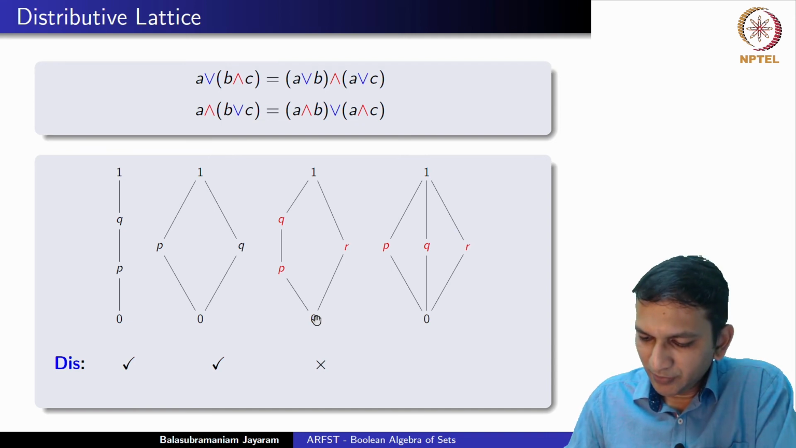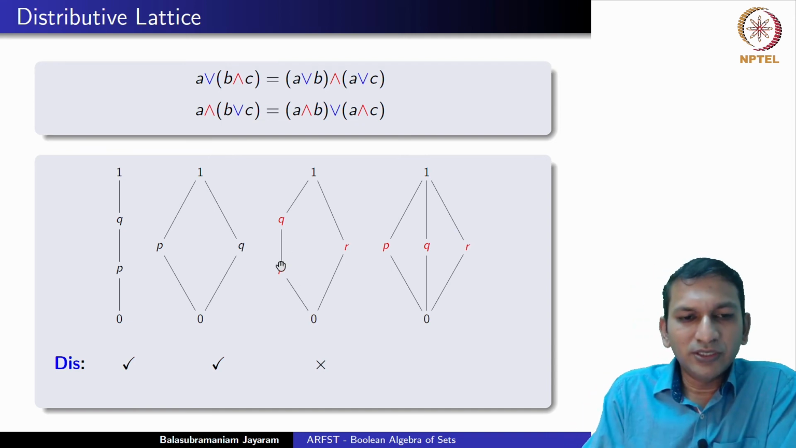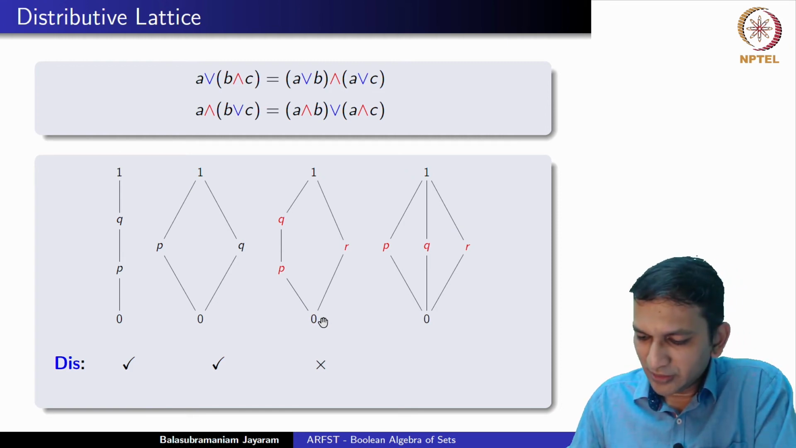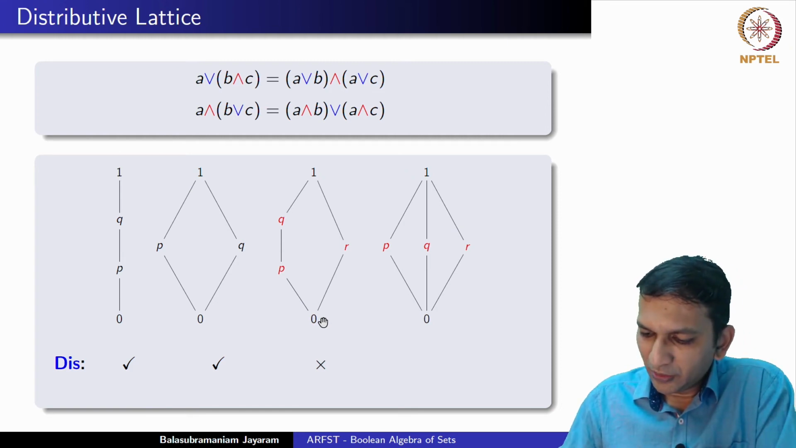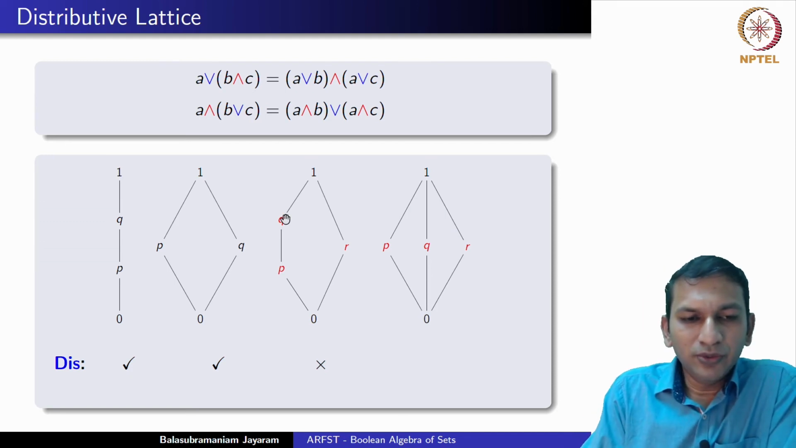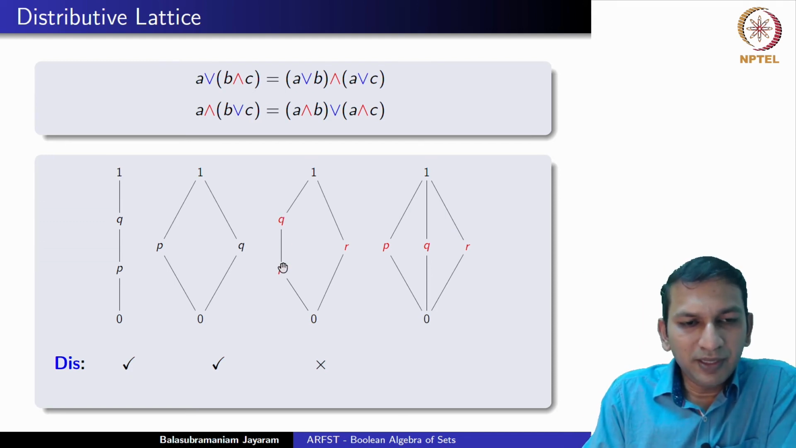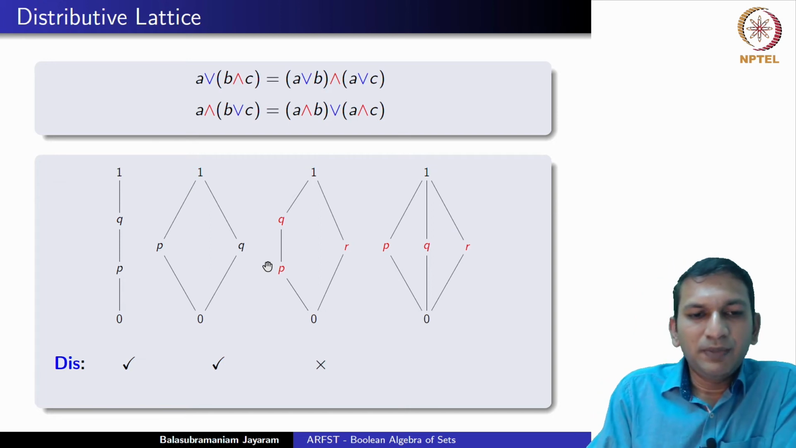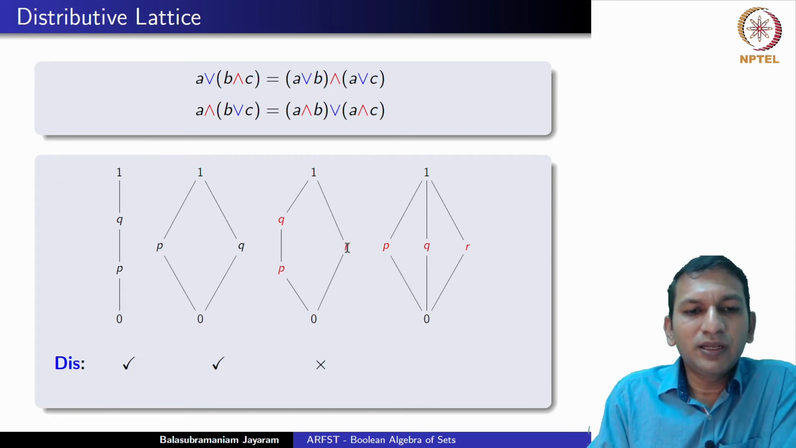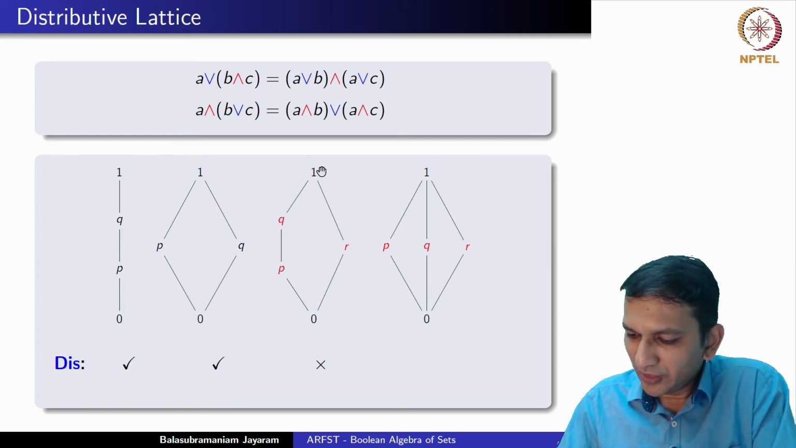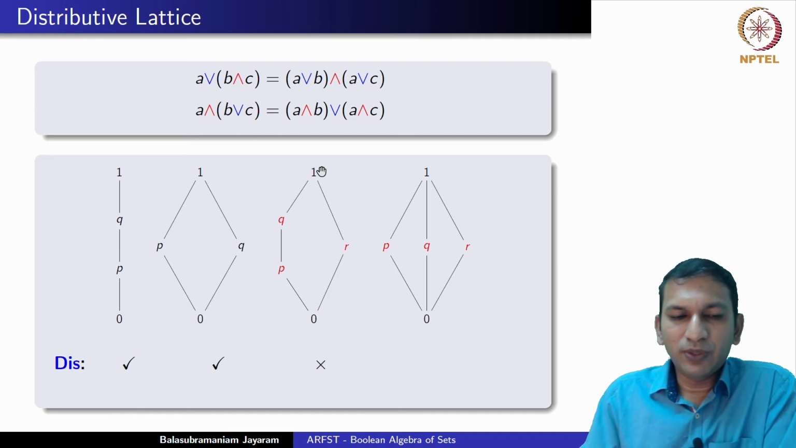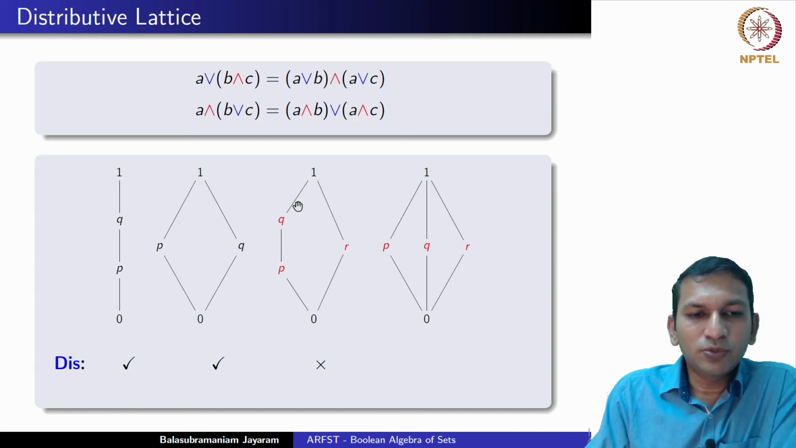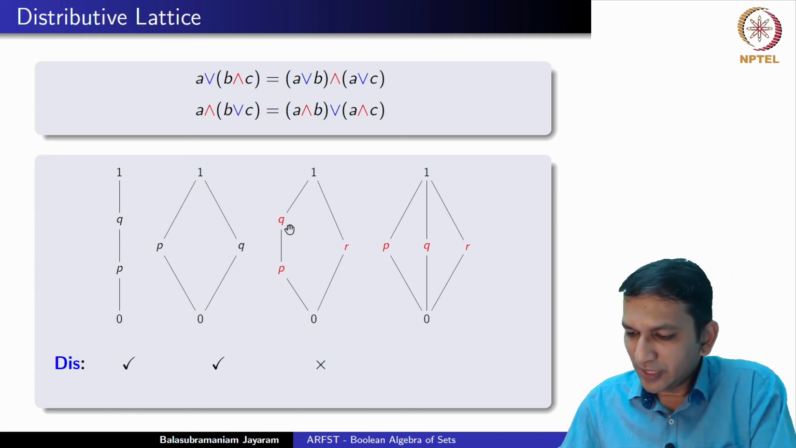So that means this is P join 0. Now, P join 0, 0 is the minimal element. So this translates into P. Now, we are looking at P join Q. So we know that Q is bigger than P. So P join Q will be Q itself from here. And now we are looking at P join R. P join R, that means we are looking at the least upper bound, and that is the supremum, which is 1. So we have 1. So now we are looking at Q meet 1. Q meet 1 is the infimum of this pair of elements, which is actually Q.